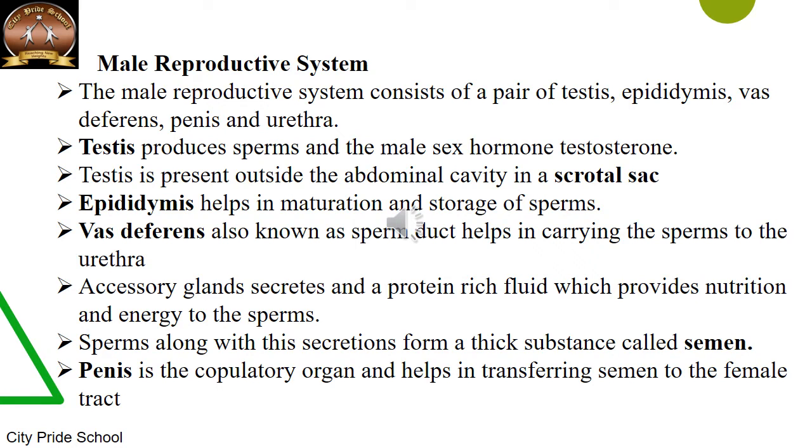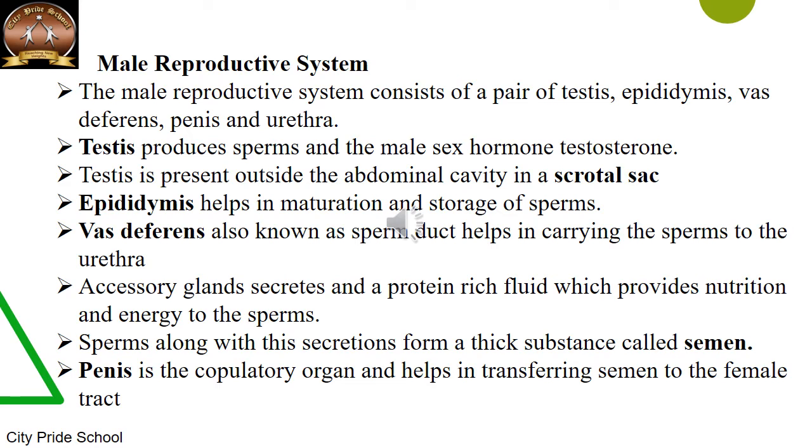Epididymis, we said, is the structure where the sperms mature and are also stored. Vas deferens is the sperm duct which helps in carrying the sperms towards the urethra. While it is carried towards the urethra, there are many accessory glands which secrete protein-rich fluid and provide nutrition and energy to the sperm. So the sperms, along with the fluid added by the glands, together are termed semen.